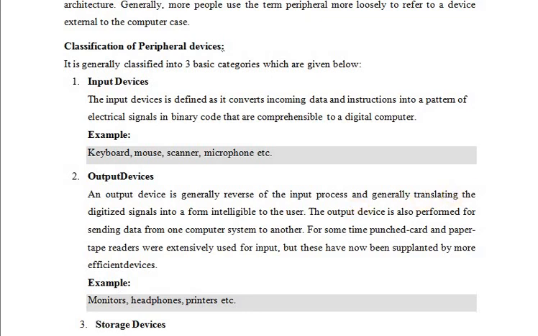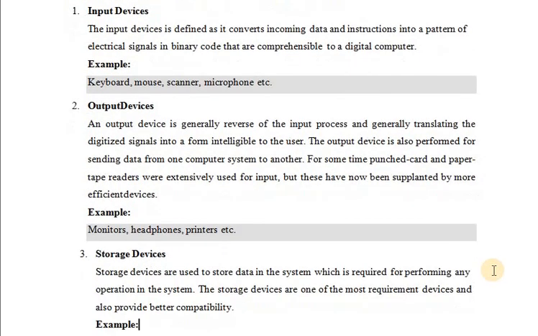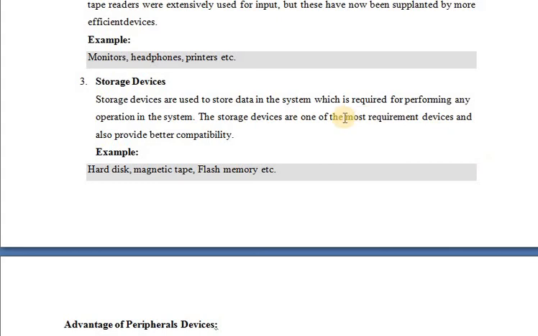The next classification of peripheral devices is storage devices. Already you know storage devices, so it is also one of the peripheral devices. Storage devices are used to store data in the system, which is required for performing any operation in the system. They are one of the most required devices and also provide better compatibility. Hard disk, magnetic tape, flash memory are examples of storage devices. Nowadays we are using pen drive, external hard disk.